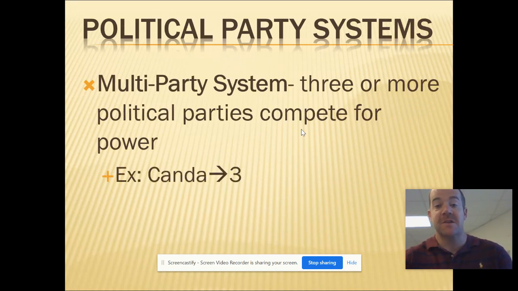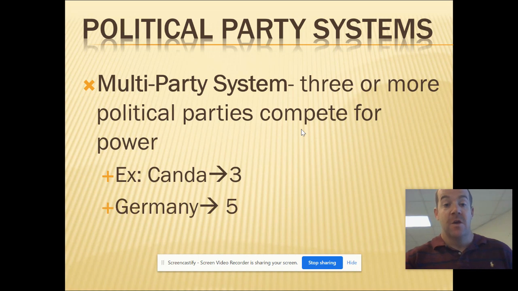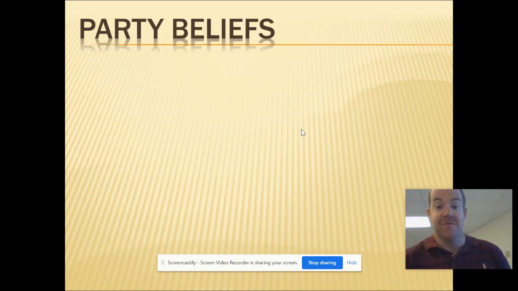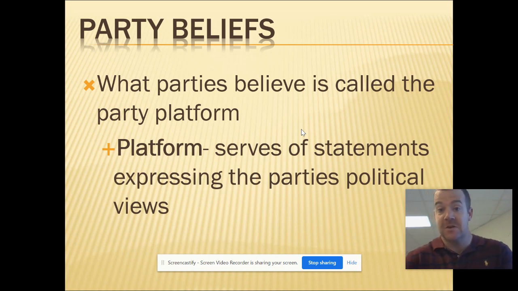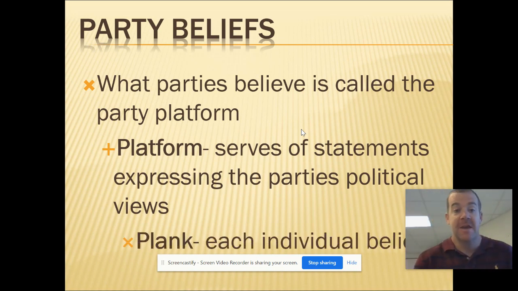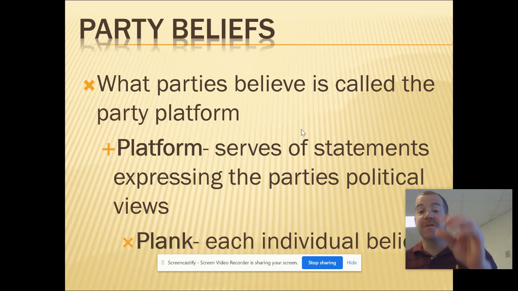So multi-party system. This is where there are three or more. This is in Canada, the United Kingdom, or Great Britain, Germany, Israel. They have 20 over there. Party beliefs, this is on the test too. The platform is basically the statements. Each individual belief or each individual statement is a plank. A plank makes up the platform.